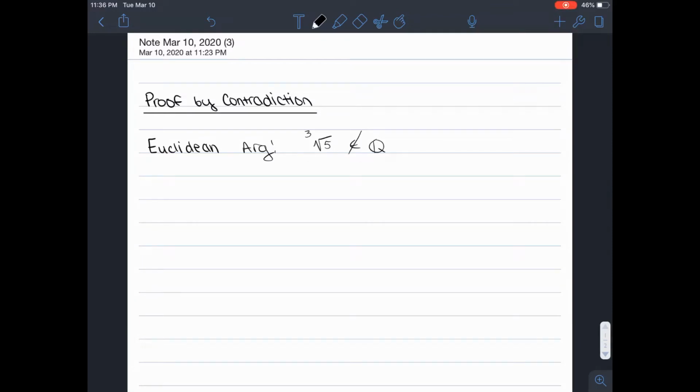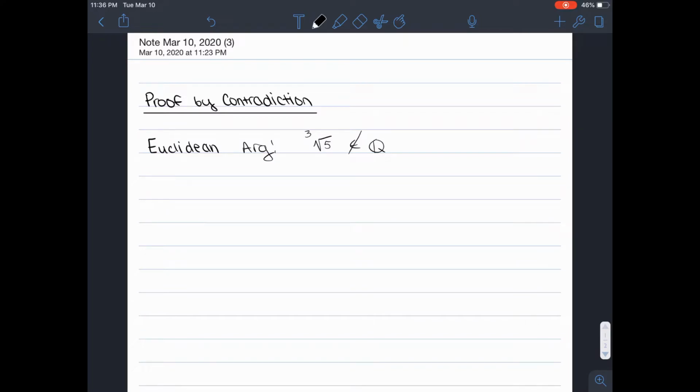Hello, in this video, I'd like to demonstrate a proof by contradiction. A proof by contradiction is a type of indirect proof, where we take a direct argument, such as the cube root of 5 is not an element of rational numbers. We assume something false about it, for example, cube root of 5 is an element of rationals. Do a direct proof trying to prove that false statement, reach a contradiction in the proof, and thus prove that the original statement that we assumed false is actually correct.